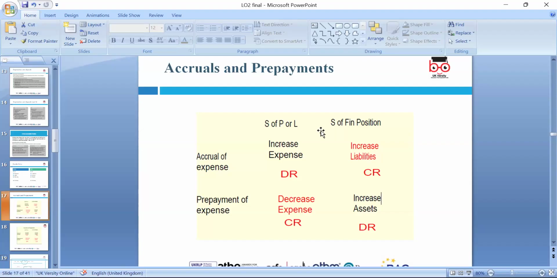So prepaid expense: if you paid car insurance in advance, let's say on the 1st of July you make the payment for the whole year's car insurance, and your year end is the 31st of December. First you do the debit entry as an expense, debit expense and credit cash, because we make the payment.